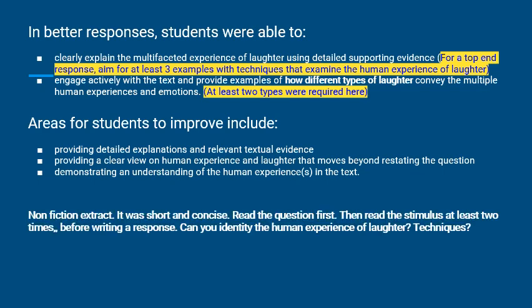So with this non-fiction extract, as I said, it was short, it was concise. As per the recommended strategy, read the question first. Okay, so you have an idea about what you're looking for in that response. The question was about examining the human experience of laughter. So you're going to have laughter in your head, then read through the stimulus at least 2 times before you write the response. So what you should have been doing is, can you identify the human experience of laughter, and then the techniques throughout.